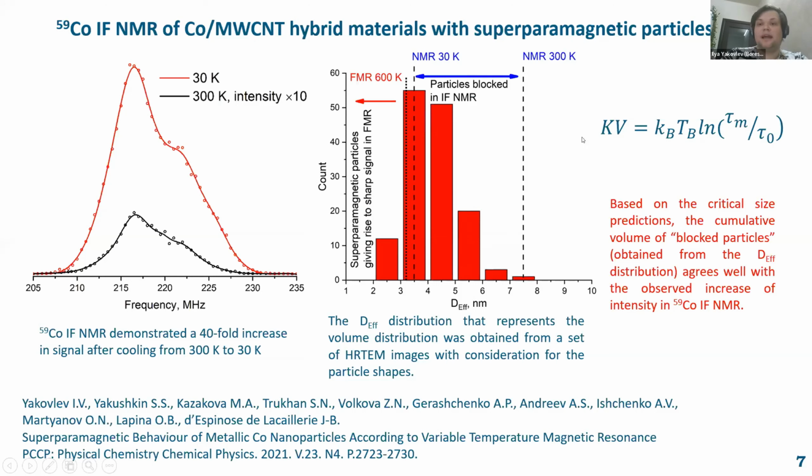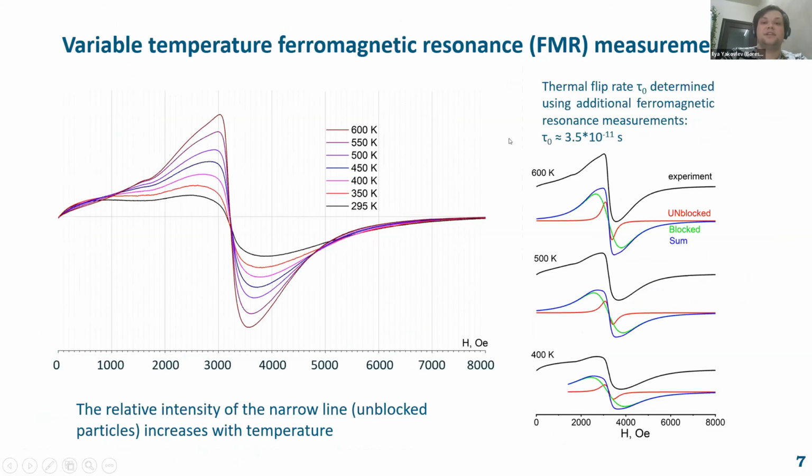But of course, to apply this formula, we need to know the so-called thermal flip constant, which is an unknown value in this Néel equation. And to do this, we used some additional ferromagnetic resonance experiments.